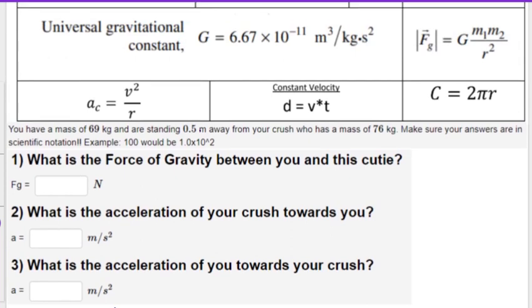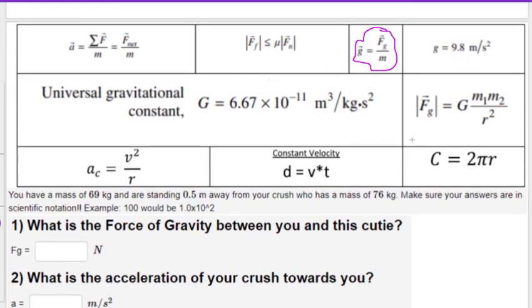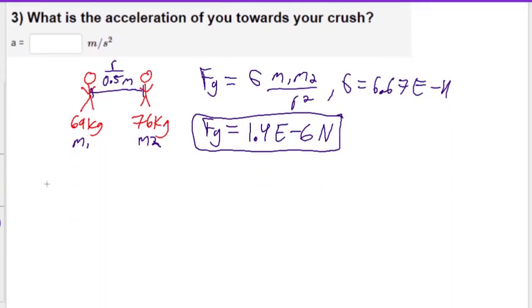If we want to figure out the acceleration of your crush towards you, we're basically asking for the gravitational pull that you have on your crush. So we're going to need this equation right here to figure out that gravitational pull. That's the same as this equation. These are the exact same thing because the net force in this case is Fg. Same equation, doesn't matter. So let's go ahead and do that.